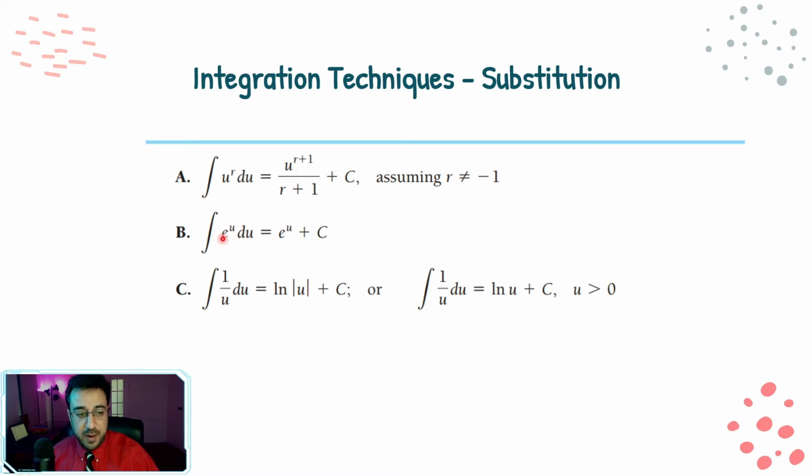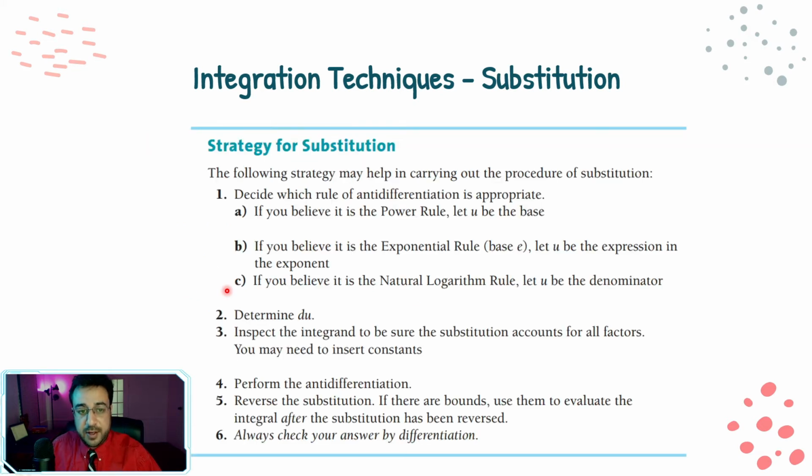You can have it as e to the power of u, like e to the power of a certain expression. You can substitute that expression as u and find your final answer. Then you can have it as 1 over u, where a certain value is divided by a second value, and you can find that through substitution. Let's take an example and learn how to do that.